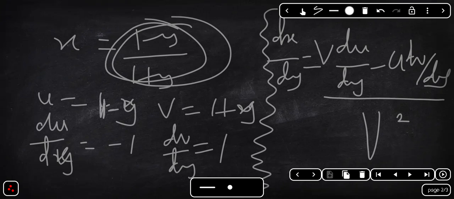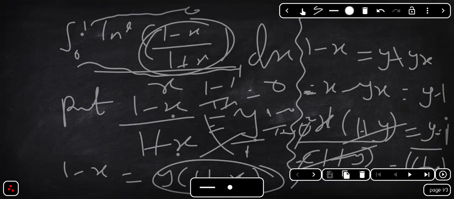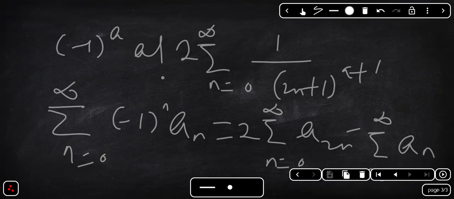Let me cancel this. Sorry. I have to cancel everything so that I can have more space. Yeah. So this is where we stopped.